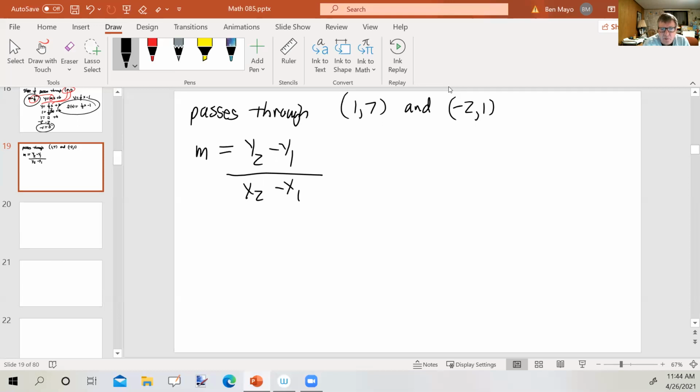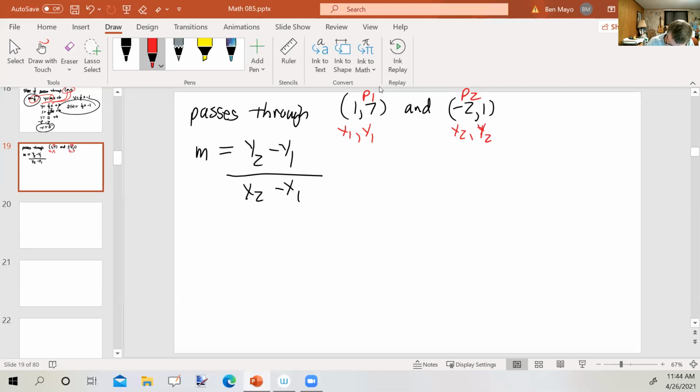So if you need more review and you want to do it on your own, you could look that up in chapter 3. But anyway, continuing on, this is going to be point 1 and this is going to be point 2. Point 1 consists of x sub 1, y sub 1. Point 2 is x sub 2, y sub 2. The subs meaning subscripts referring to the points.